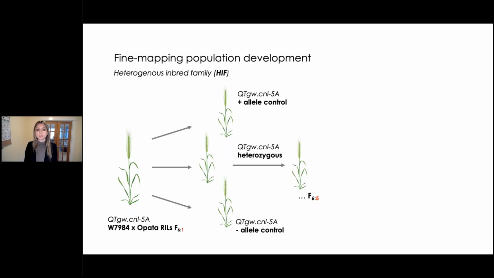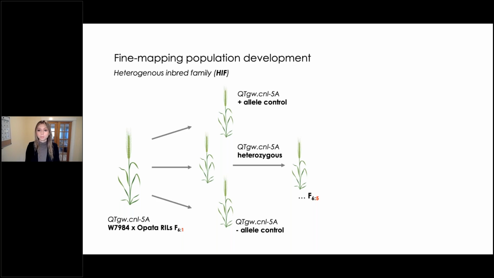So in order to identify the causal variant, we developed a fine mapping population using a heterogeneous inbred family approach, or HIFs. And this relies, again, on that very homogeneous background genome that is segregating for flanking markers at your QTL. And that allows you to be more confident in associating any phenotypic variation with new recombinations across your QTL. So using the W7984 by OPATA recombinant inbred line population, we identified lines that were segregating for the flanking markers of our QTL and selfed them, looking for recombination events that could narrow our QTL region, as well as positive and negative controls that have this very homogeneous background genome with new recombination events across the QTL.